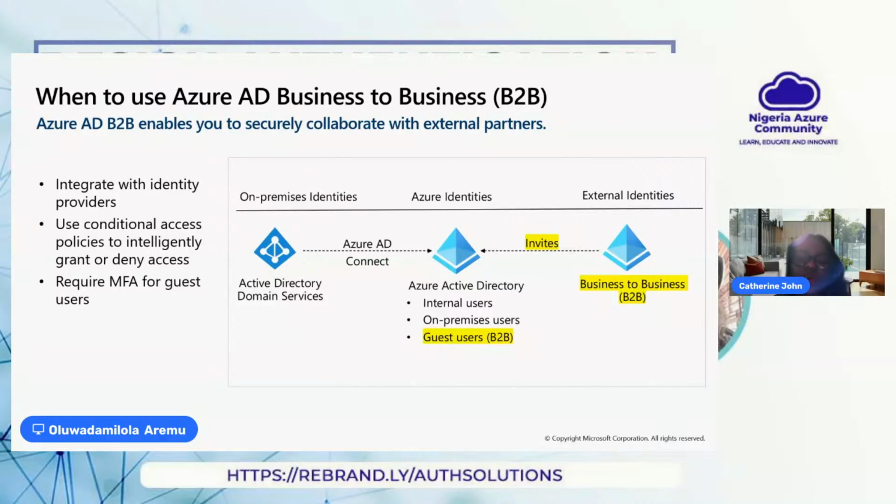So what you do in Azure B2B, for you to successfully collaborate with other vendors, you send them a guest invite. Once they accept the guest invite with their own profile, their own domain name and all that, they will be able to access your application or whatever. So this is how it goes.